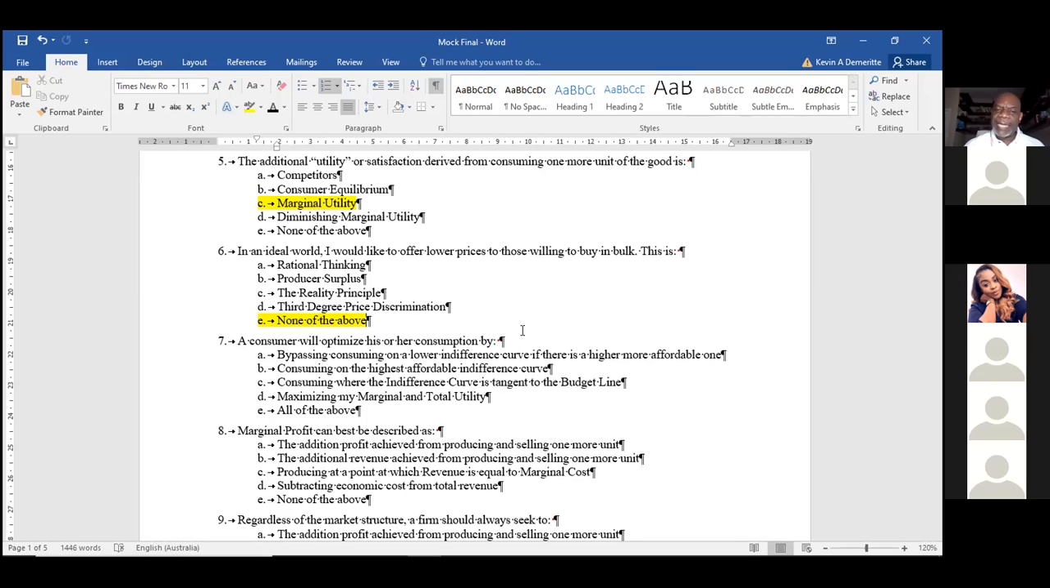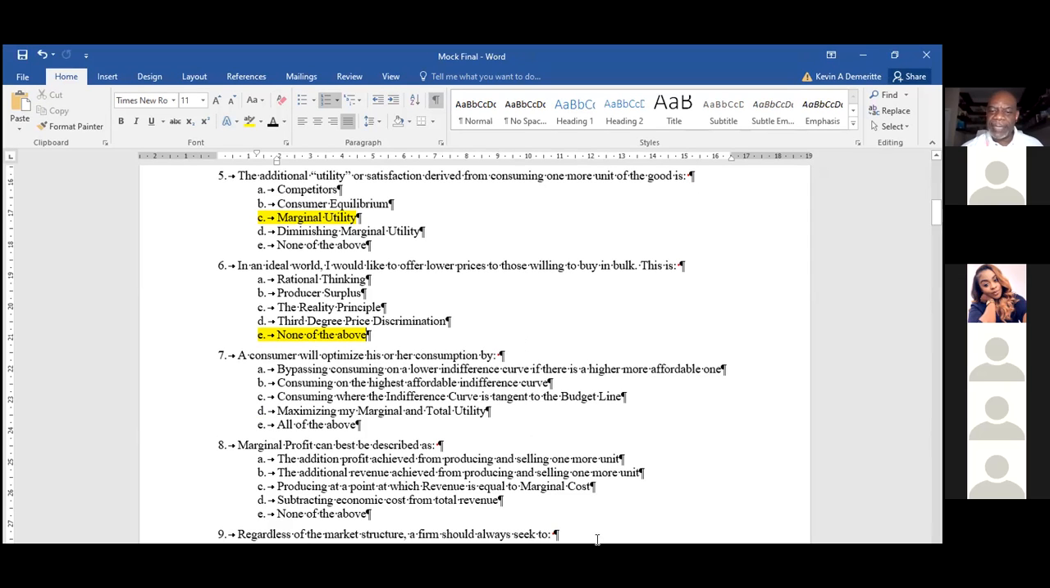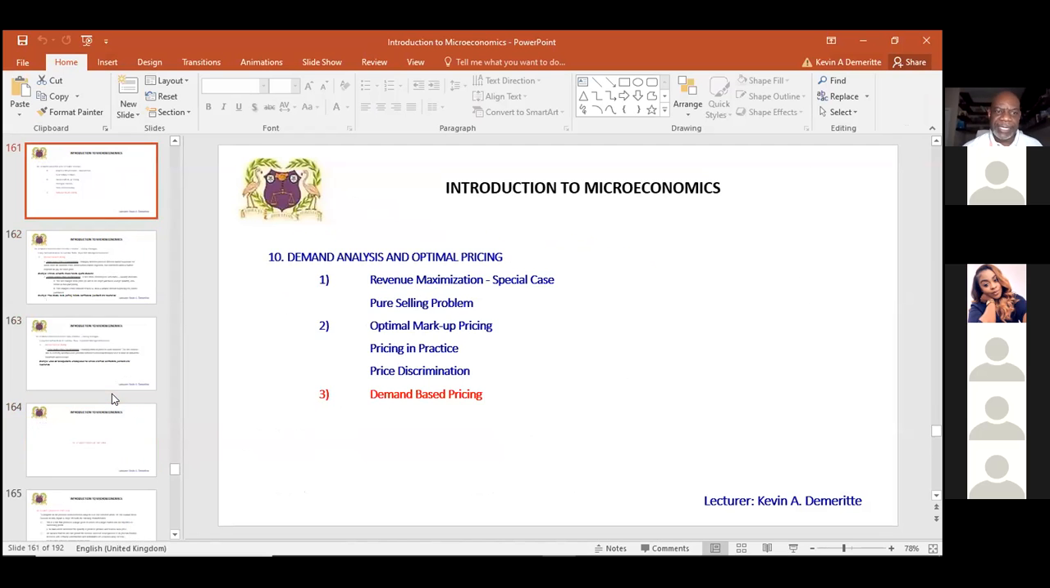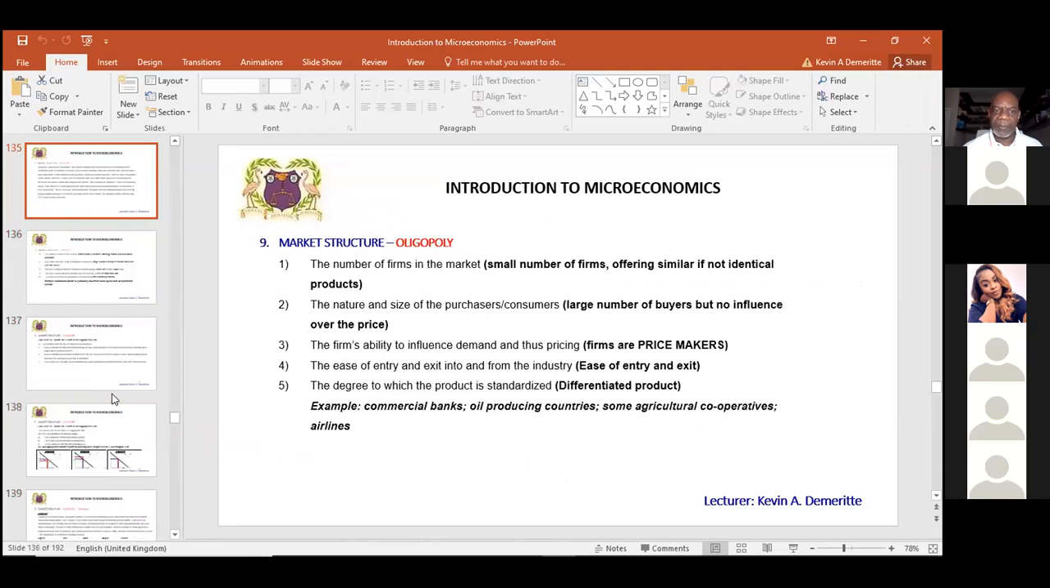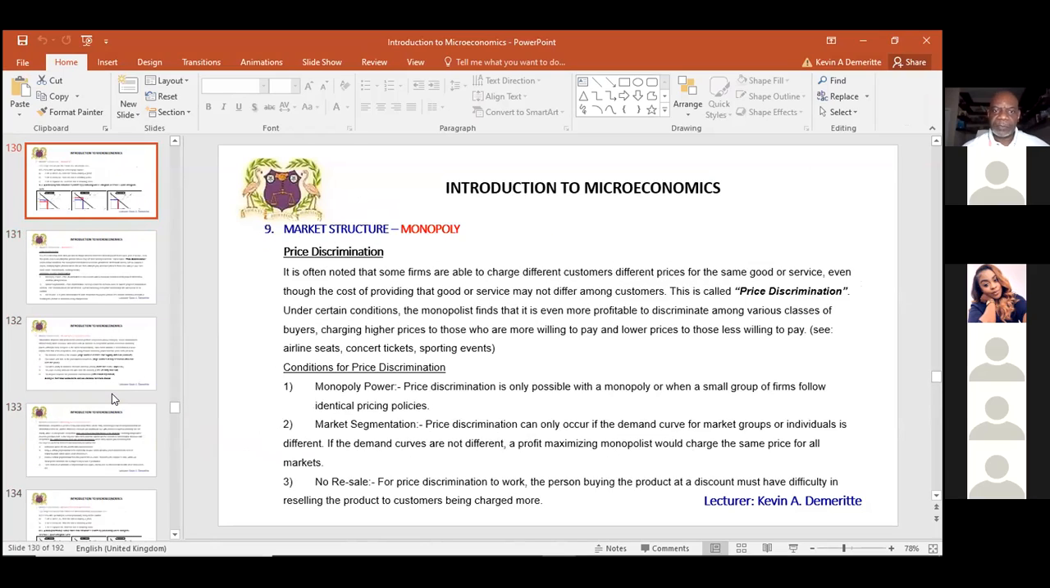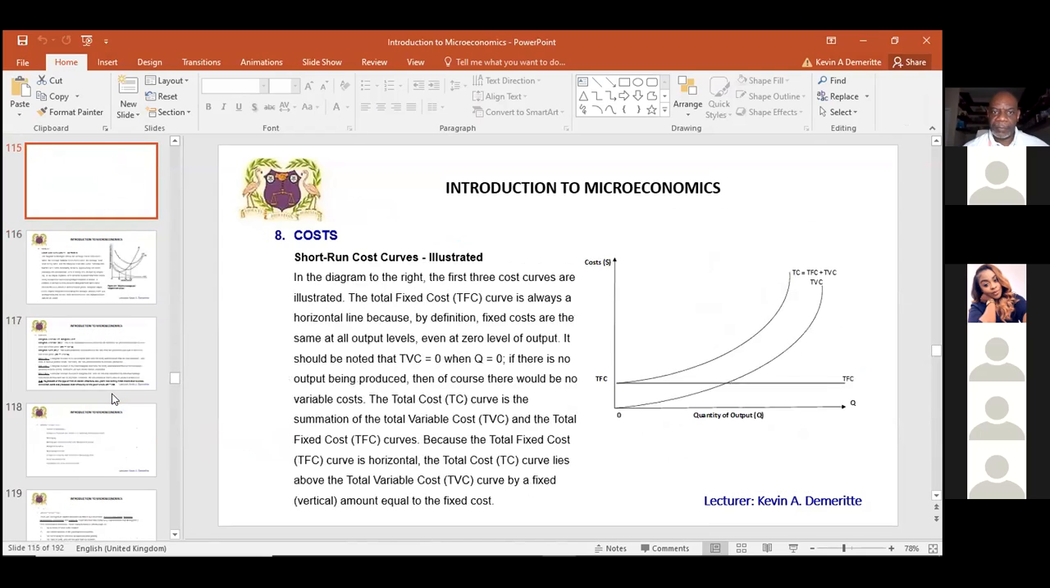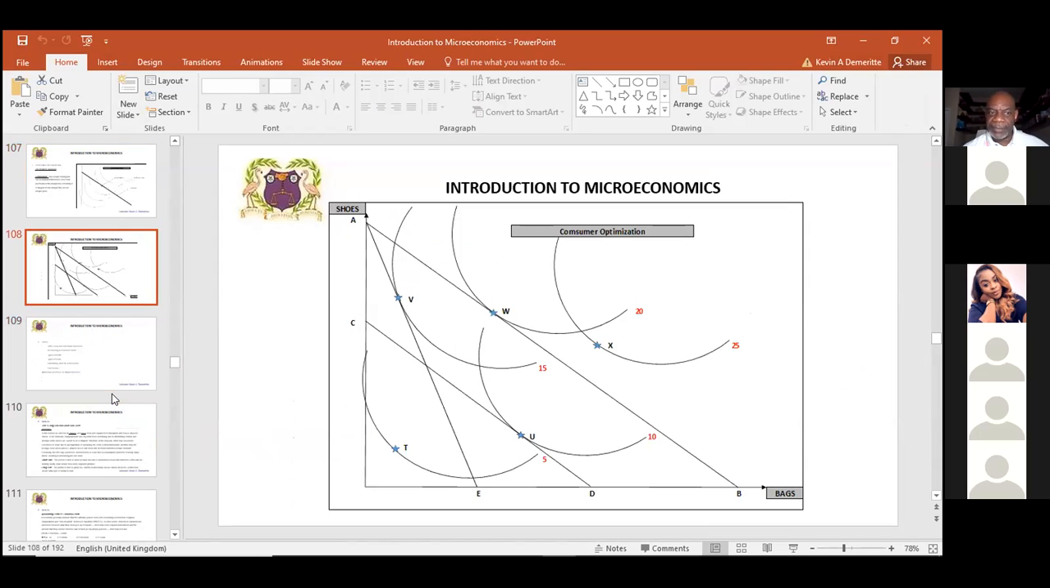A consumer will optimize his or her consumption by bypassing consuming on a low indifference curve if there's a higher, more affordable one. Does that make sense? Yes, it does. So we think A is true. Let's go back to our notes. So here's our notes, and let's see if we can find the indifference curve thing. Okay, here's our indifference curve thing.